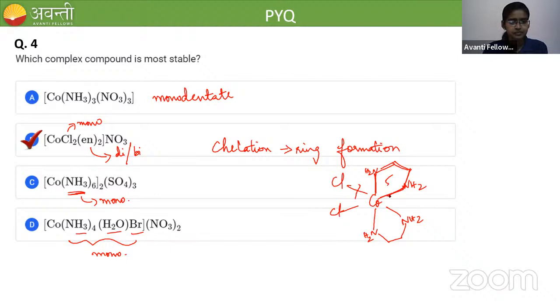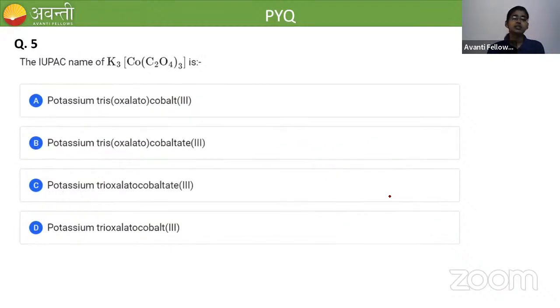Got it? All the polydentate ligands, not only ethylene diamine, oxalate is a bidentate ligand, and EDTA4-, ethylene diamine tetraacetate, is a hexadentate ligand. All these ligands are stable. They are most stable compared to monodentate containing systems. Got it? So let's move on to question number 5. The IUPAC name of K3[Co(C2O4)3].